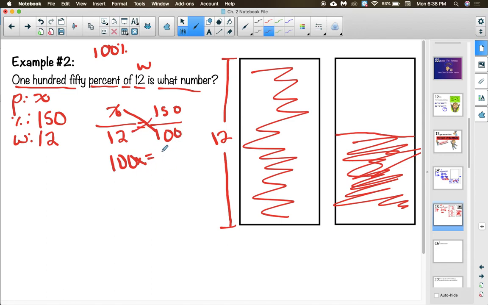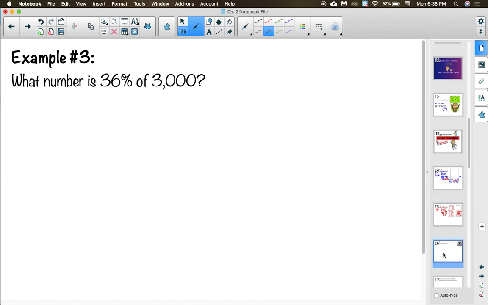12 times 150, you can check my math here, but it is 1,800. And we're going to divide both sides by 100 to solve for x. Nice one here, nice math. Again, we end up with those 2 zeros up here and 2 zeros down there, so we're going to get rid of them. 18 divided by 1 is 18. So if we were to fill up our container one whole time, 100%, and then 50 more percent of another container, we'd end up with 18 ounces in that canister.